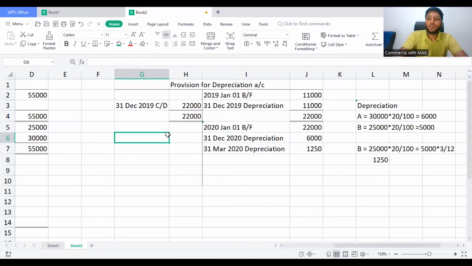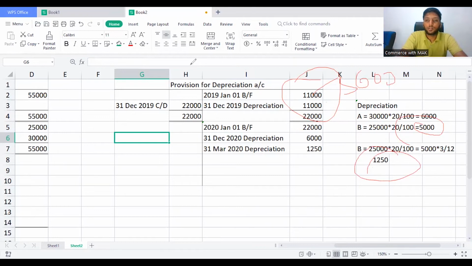So vehicle B in 2019, out of this 11,000, they had 5,000 in 2019 depreciation. You all know that. And in 2019, we calculated 5,000 again. So 2018 5,000, 2019 5,000, altogether you are getting a value of 10,000 on 2019 and 2018 depreciation. And then for 2020 you are getting 1,250.